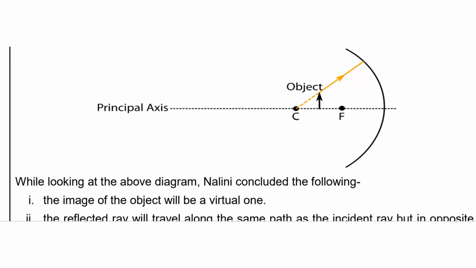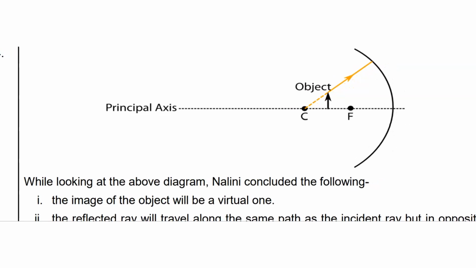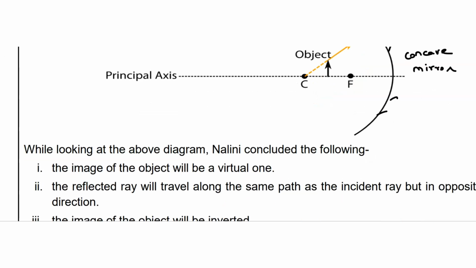The question is 44. They have given a picture. So they have given this to be a concave mirror, right? Because the light is incident on the inner surface, so it is a concave mirror. Then only it suffers a reflection. While looking at the above diagram, Nalini concluded the following. Okay, so let us see the first option.